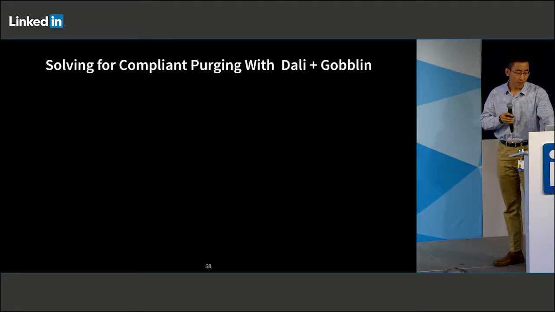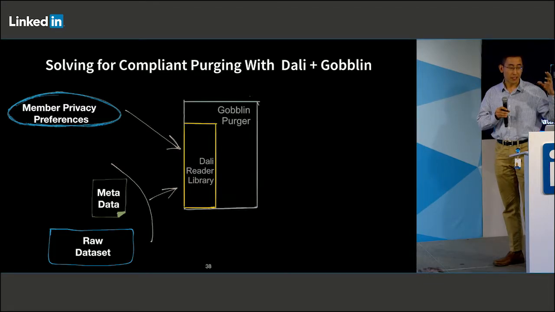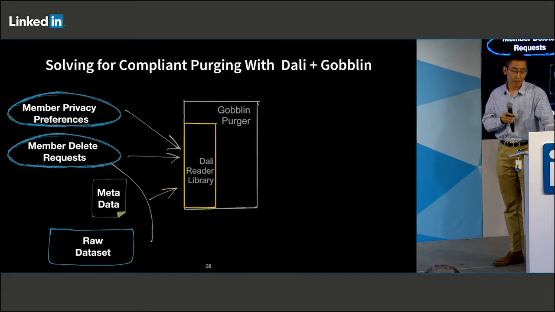So now, putting it all together, how did we leverage Goblin in this pipeline? Well, being compliant is not just about filtering out data at read time. We're legally obligated to delete users' data when they close their accounts. So we actually have to permanently delete their data. So we take the same system, the same metadata, and we use the DALI reader, and we put that in a Goblin task that uses the DALI reader.